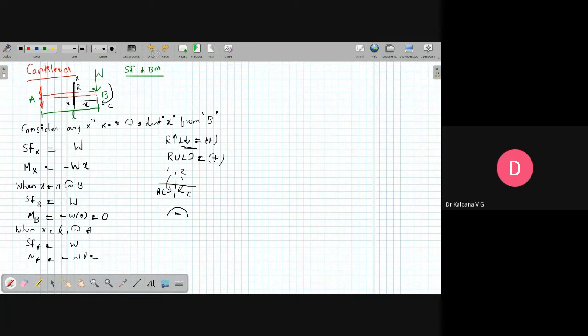No need to write once again, WL. Yes. So with these values, we can draw the shear force and bending moment diagram. We can draw the beam once again.